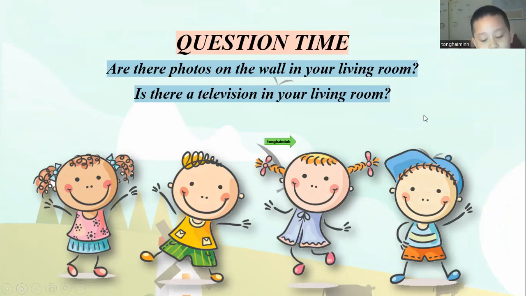Are there pictures on the wall in your living room? Can you see pictures on the wall in your living room? Yes or no? I don't know. Okay, a tick. Very good, you were able to put a tick. Kindly look at your living room. Can you see any pictures hanging on the wall? Yes or no? No. Are there photos on the wall in your living room? No, there aren't.